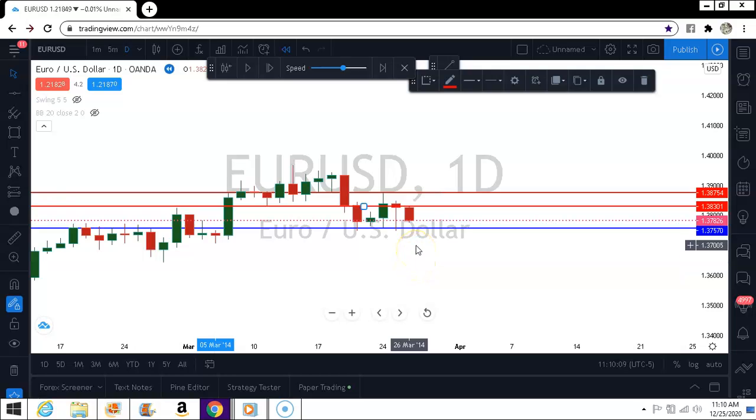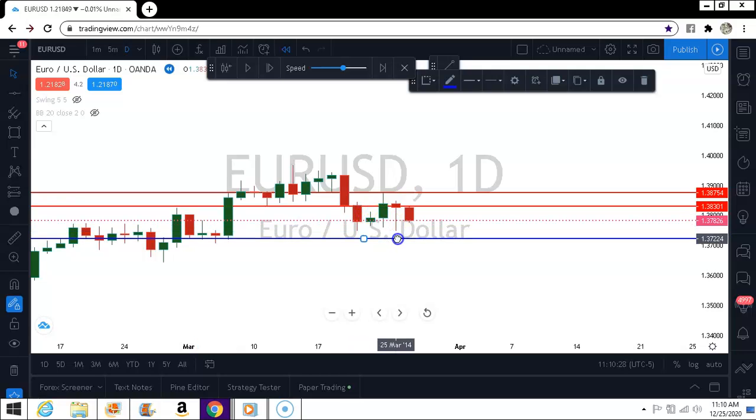Price, I want to say, could break this area and go below. But we're in a buyer's market right now. So let's see what happens. We're in a buyer's market, so it could stay above this line right here. Or better yet, above this one, because this is the next support area. It could stay above this line right here.